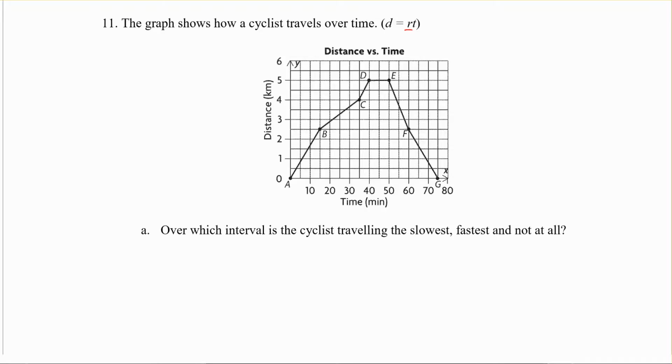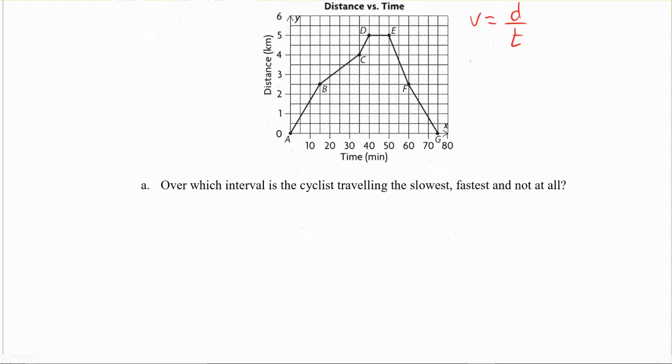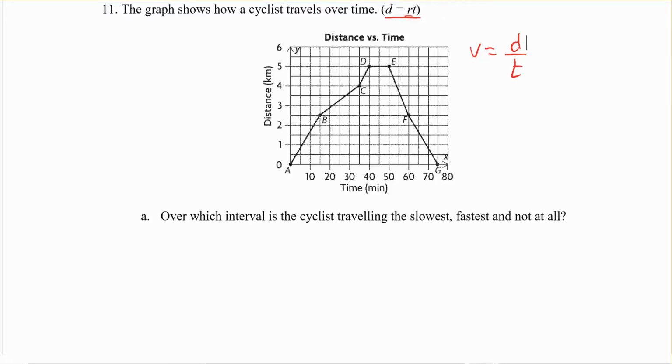Okay, and for this one, I'm going to rewrite this formula a little different. I'm going to write this as V is equal to D over T, or velocity is equal to distance over time, just because I think it'll make a bit more sense with our graph here. So the question says, which interval is the cyclist traveling the slowest, fastest, or not at all? The not at all section, if you think about it, we've got distance, right? Right at this point from D to E, the distance doesn't change. It stays 5 the entire time, right? So that's going to be your not at all. It's going to be from D to E.